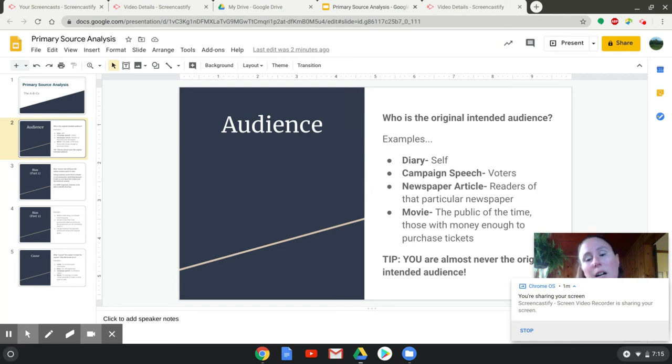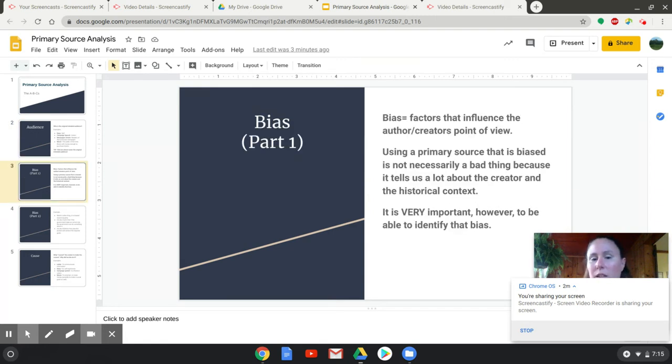So, for example, a diary is self-reflection. It's created for self. While a campaign speech from, say, a presidential candidate is going to be for voters. It's often going to be persuasive to try to get support for the election. A newspaper article will have a bias, maybe geographical, like the Chicago Tribune will have an audience that is local, that people who live in the Chicago area. While a movie will be for the public of the time, it will be a very wide audience, but think a little deeper. It will be for an audience that has time for recreation and money for recreation. So that's the A.